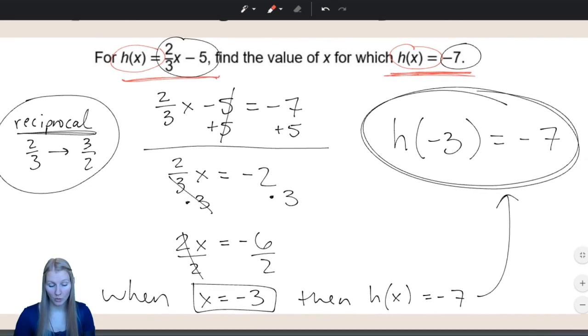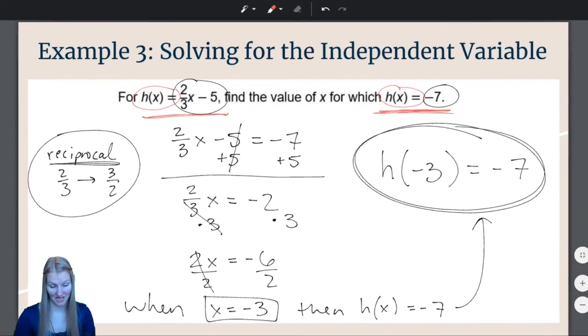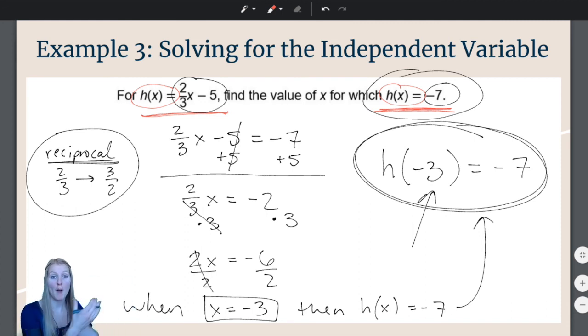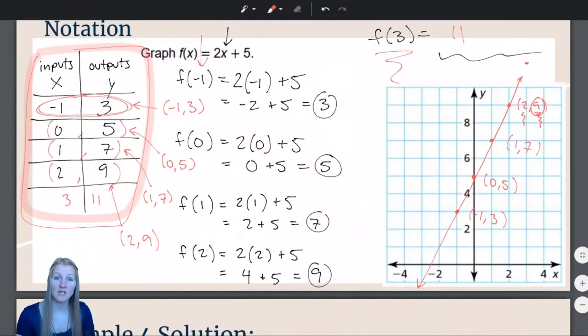So now what we just did is I gave you h of x and you found x. So it's kind of the opposite of what we did in example 1 in the last video and in example 4 of this video.